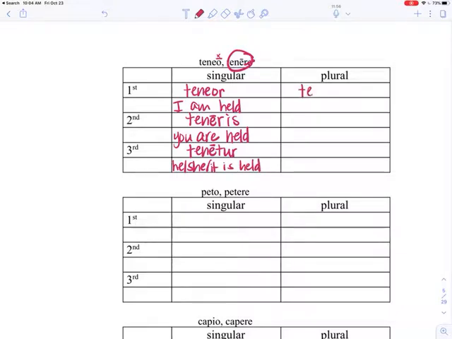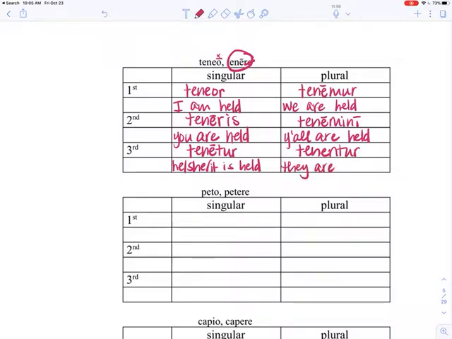First plural, we're going to have tene and then add mor. So tenemor. And it's we are held. For second plural, again, tene, but we're adding mini. And again, a macroned I at the end. So this is y'all are held. And then third plural, we're taking tene, but we're dropping the macron, and then we're adding ntor. So tenentor, and this is they are held.